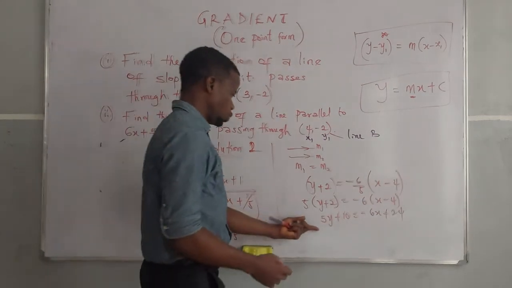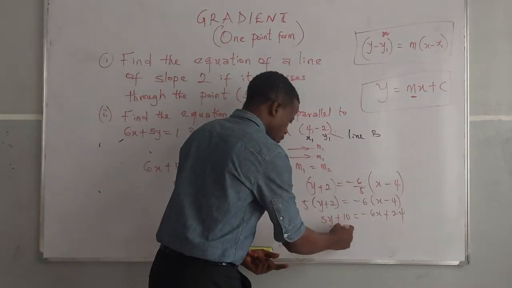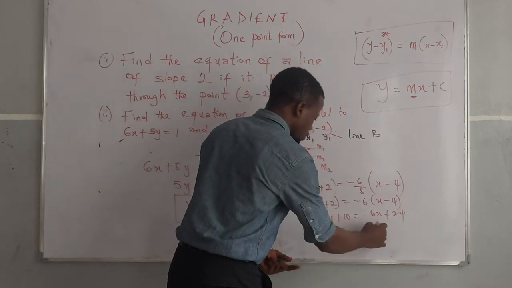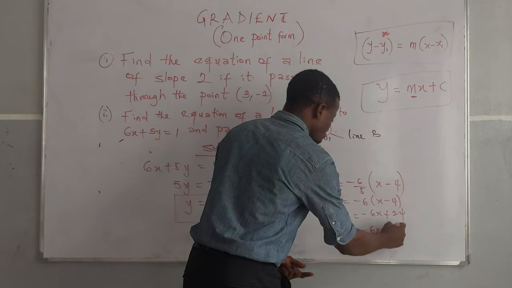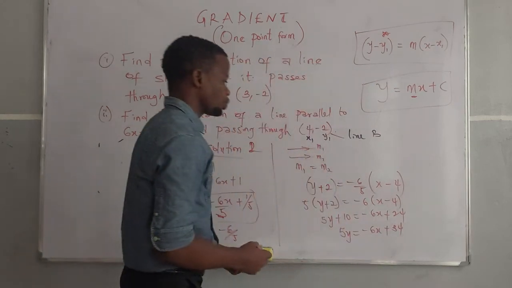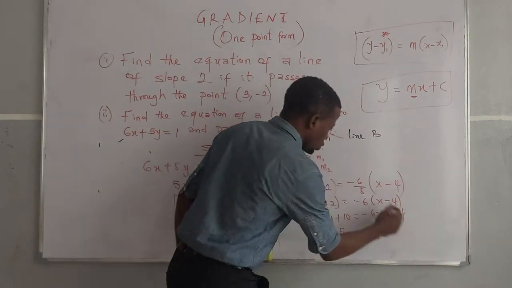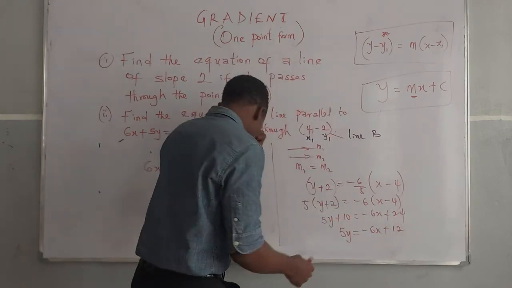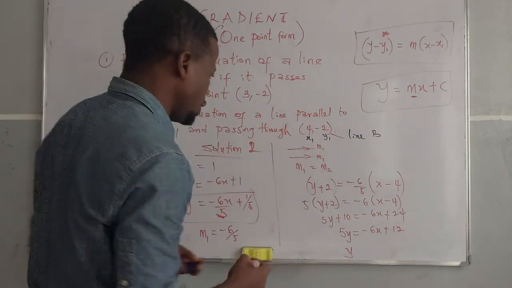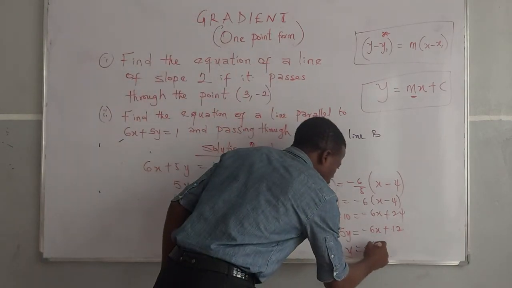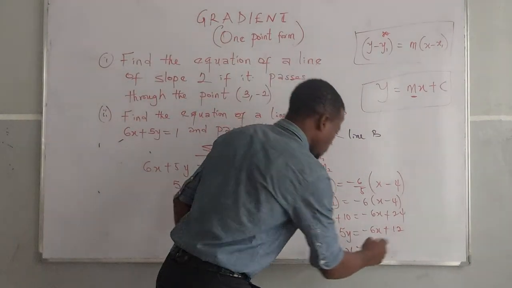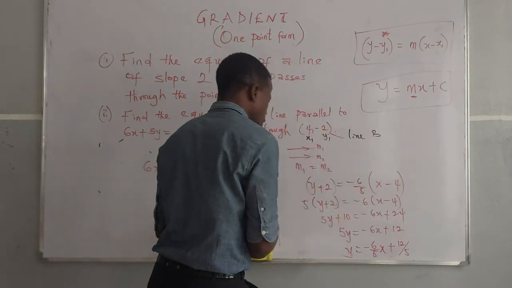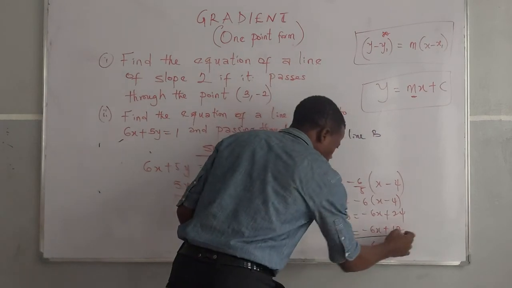From here, we have 5y equal to minus 6x plus 24 minus 10, which gives plus 14. So y can now be equal to minus 6 over 5 x plus 14 over 5. This is the equation of the second line.